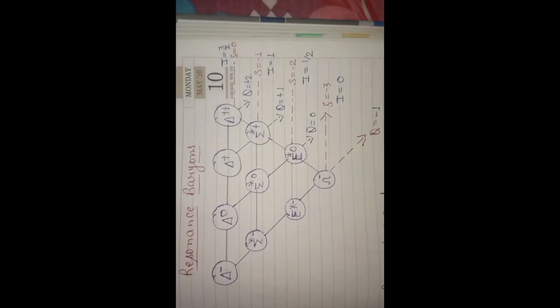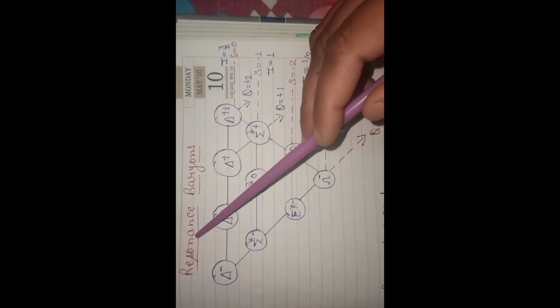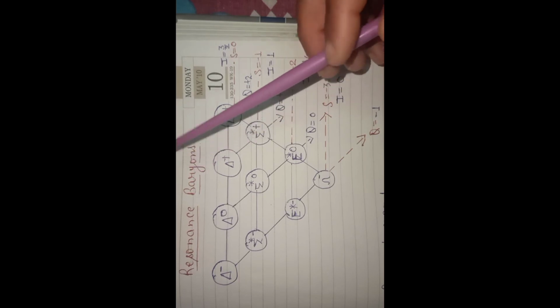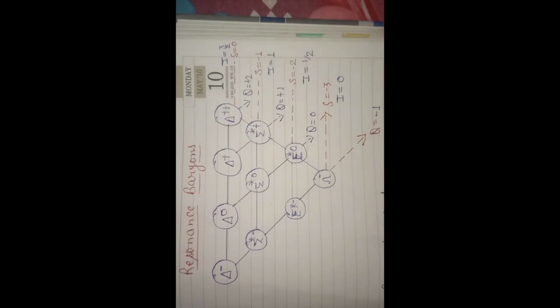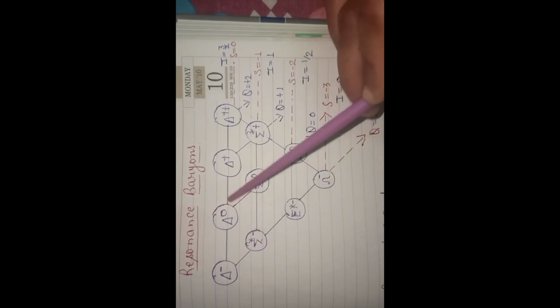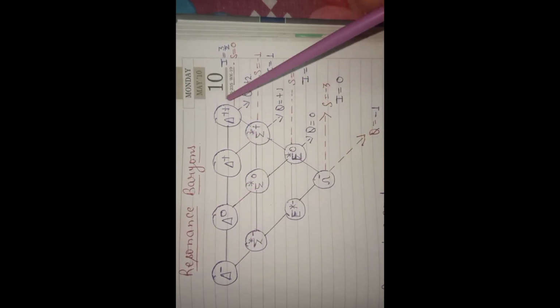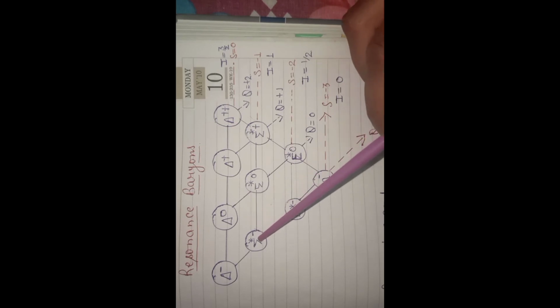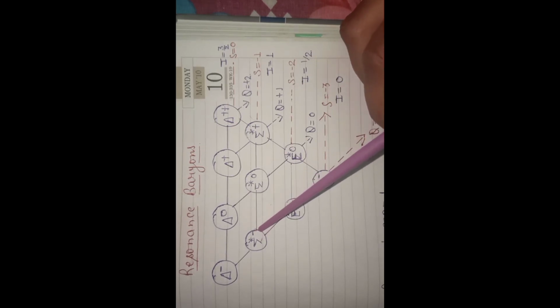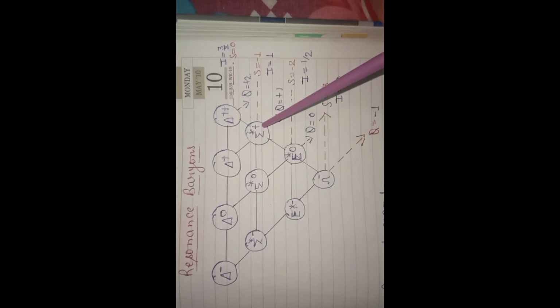So we have another category of elementary particles known as resonance baryons, in which we have 10 elementary particles: delta negative, delta naught, delta positive, delta double positive, sigma asterisk negative, sigma asterisk naught, sigma asterisk positive, cascade asterisk negative, cascade asterisk naught, and omega negative.